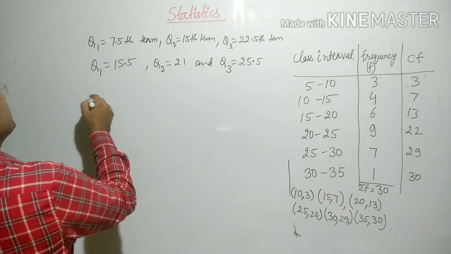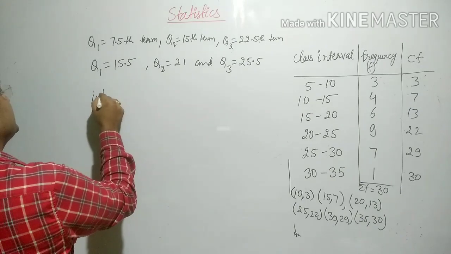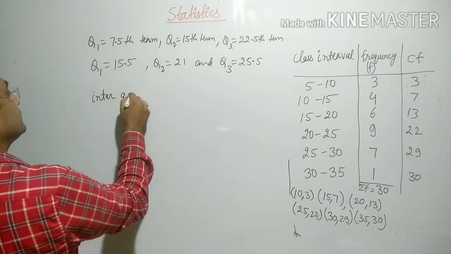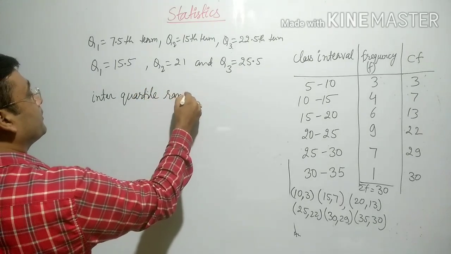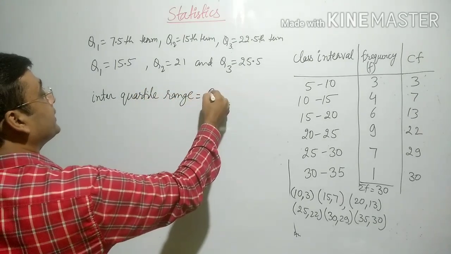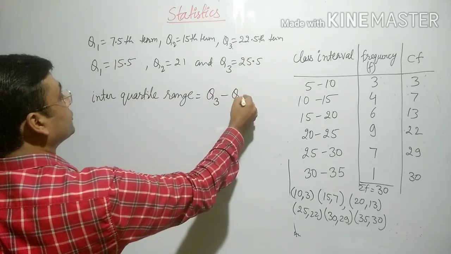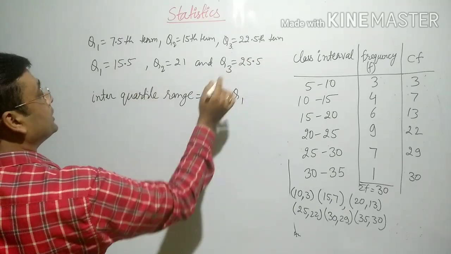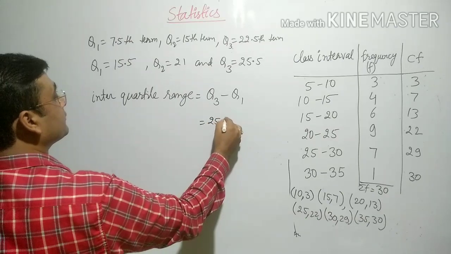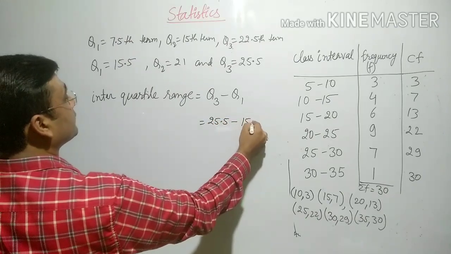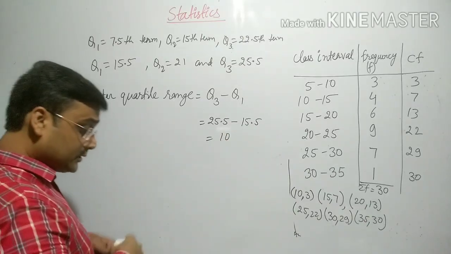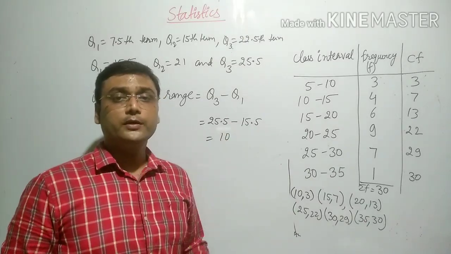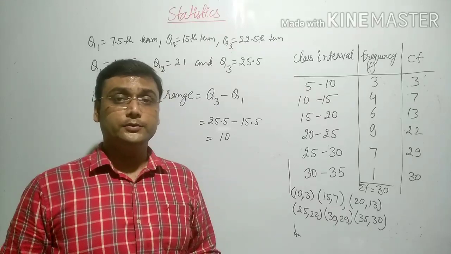Now if we have to find the interquartile range, then what we will do? We will find Q3 minus Q1. Then Q3 is here 25.5 and then 15.5. So it will be 10. So this is the process by which we can find these values.